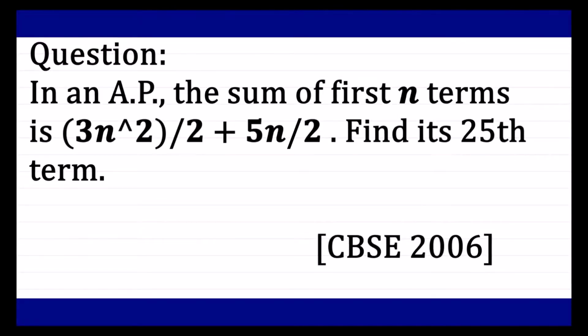The given question is: in an AP, the sum of first n terms is 3n² upon 2 plus 5n upon 2. Find its 25th term. Guys, this is one of the most important questions, as this type of question came in one of the CBSE board examinations in the year 2006.